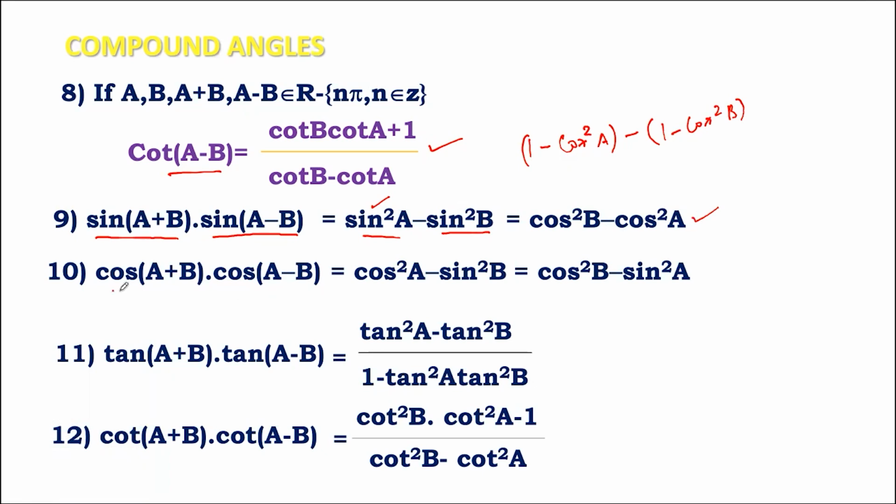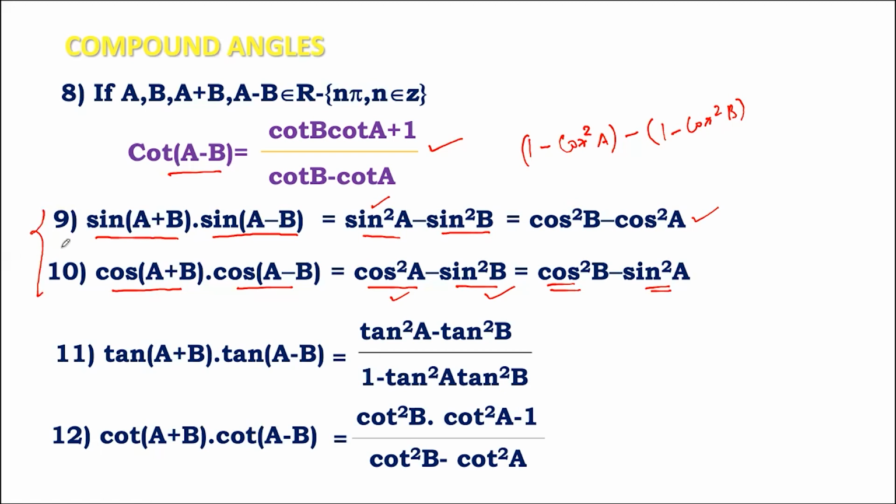But for the cosine formula, cos a plus b into cos a minus b, this will be cos square a minus sin square b. But again, you can convert this cos square a as 1 minus sin square a and this sin square b as 1 minus cos square b. So cos square b minus sin square a, 1 will be cancelled out from this. So these two formulas, one by one going ahead.